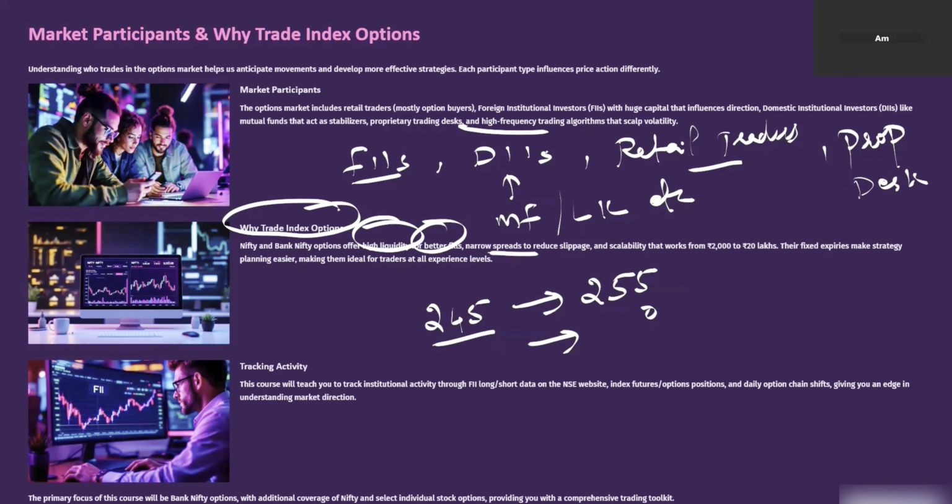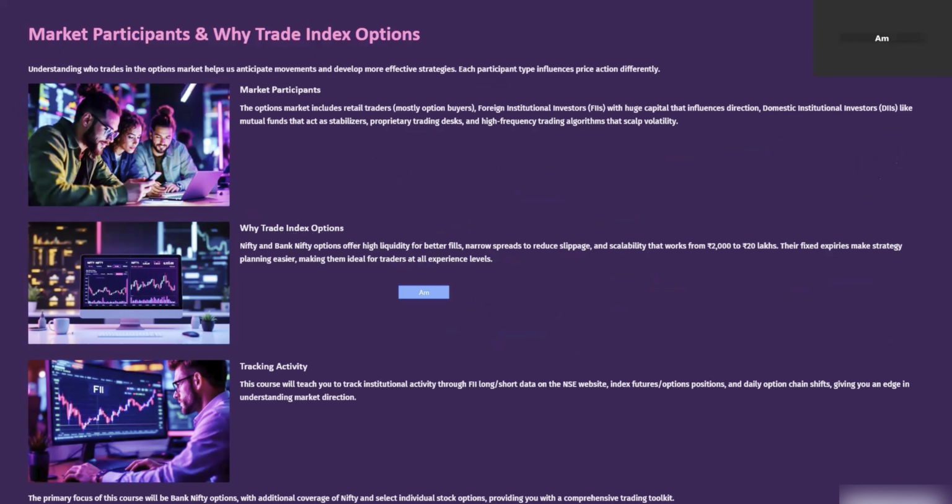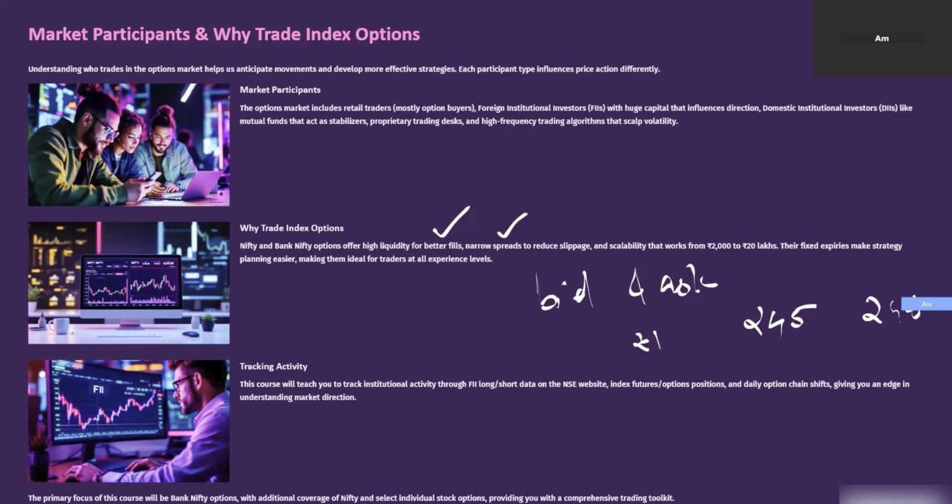So entry itself we are losing. That's not good. So what we need is a spread of maximum 0.5 paisa to 1 rupee. This will happen only if enough liquidity is there in the market. We need a narrow spread, meaning the bid and ask price should not have a difference of more than 1 rupee. So let's say the bid price is 245 and the ask price should be 246, something like that, maximum. So that's why we are trading something which has high liquidity.